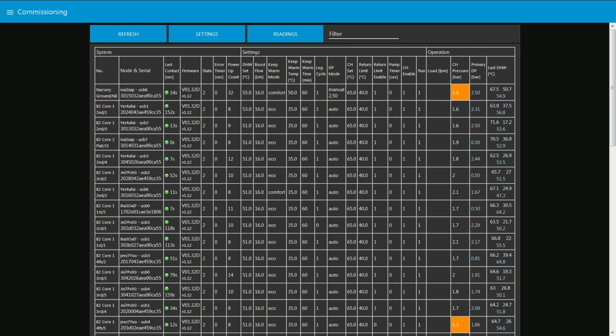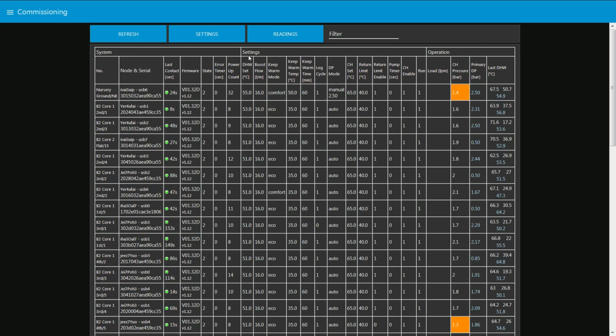So, starting with the system data, we have an identification for the property for the heat interface unit. We have a last contact which tells us how long ago the particular HIU sent out data. We have firmware versions, the state the heat interface unit is in, how long any errors have been running, and a power up counter which tells us how many times the HIU has been turned on and off.